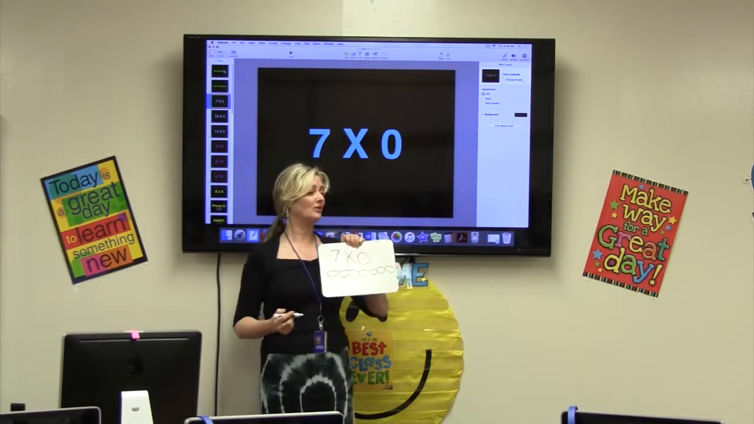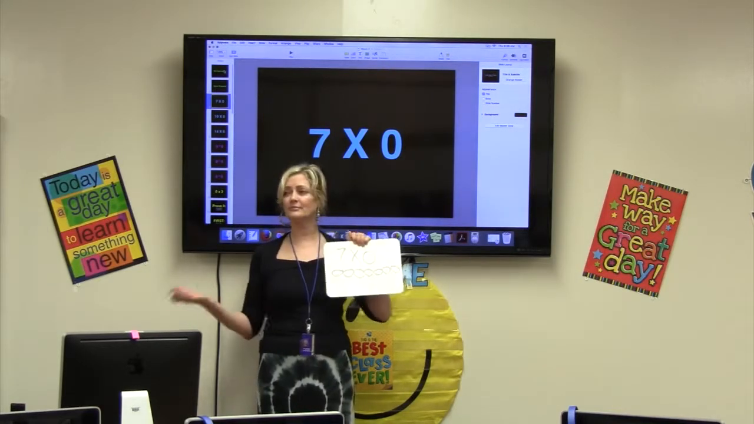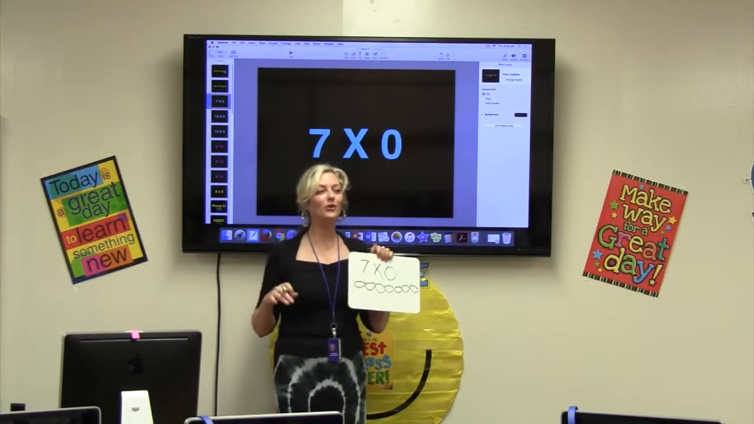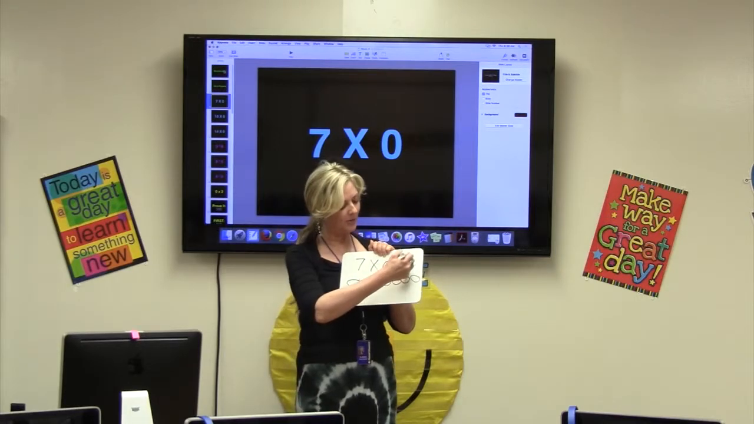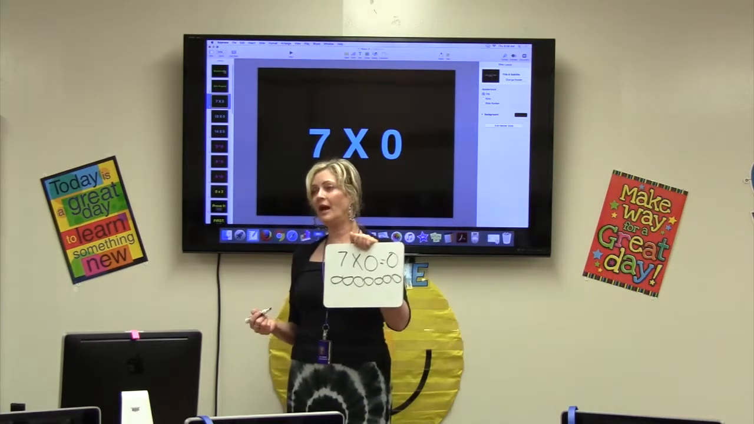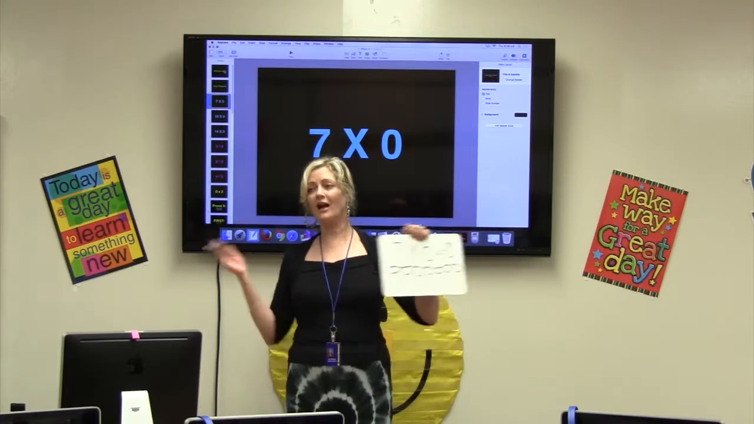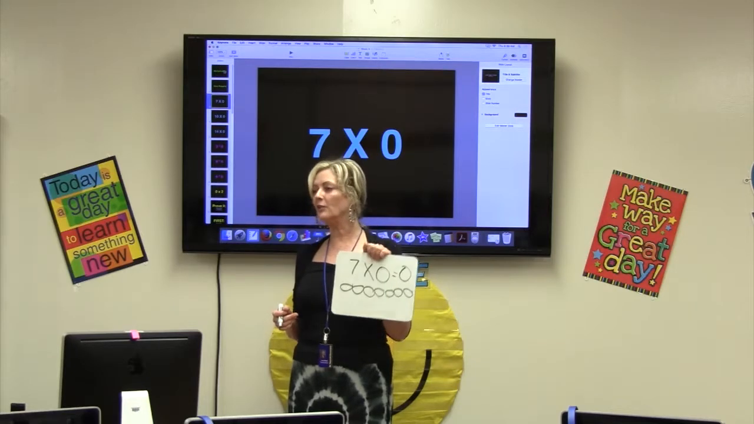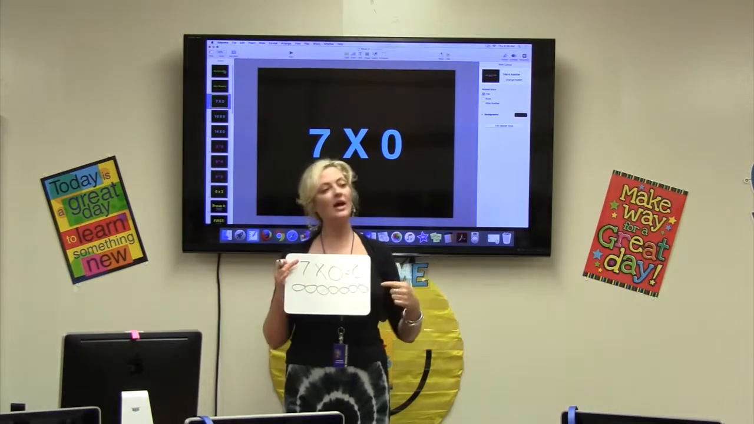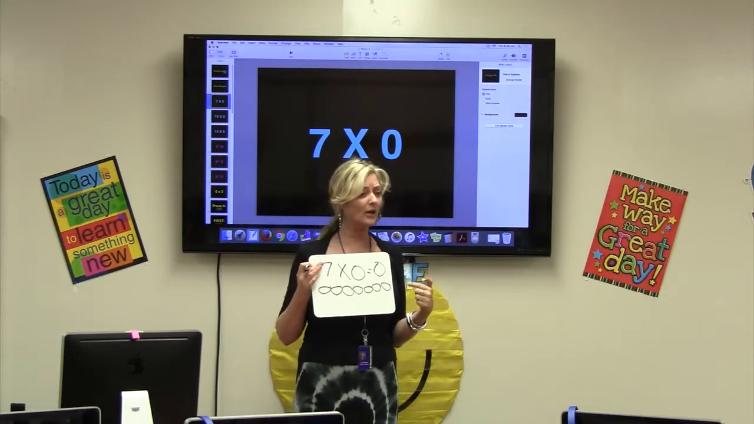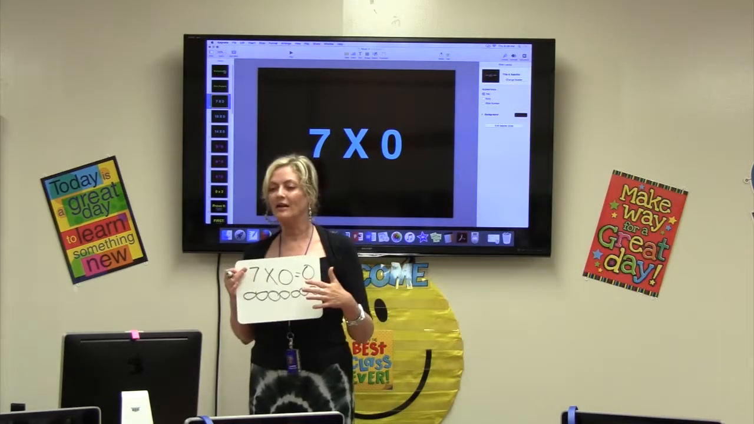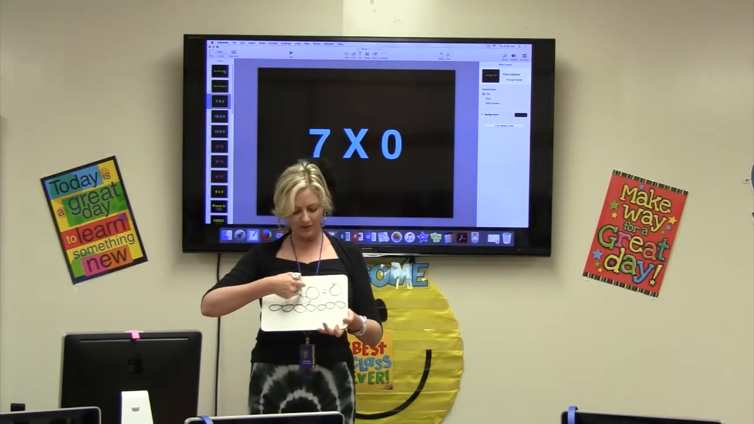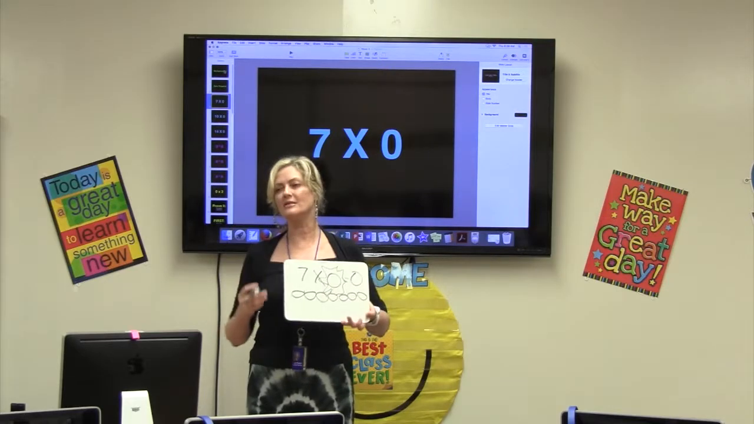But then the second factor gets to talk. And what does the second factor say? I'm not putting any in a group. Well, I have 7 groups with nothing in them. So I have nothing. It doesn't matter that I have 7 groups. They're empty. So the product is 0. I want you to be able to visualize it, and I want you to understand why it's 0, and not just memorize the fact that it is 0. Because there's a difference from you saying, oh, I know if I see a 0 in that equation, my product is going to be 0.